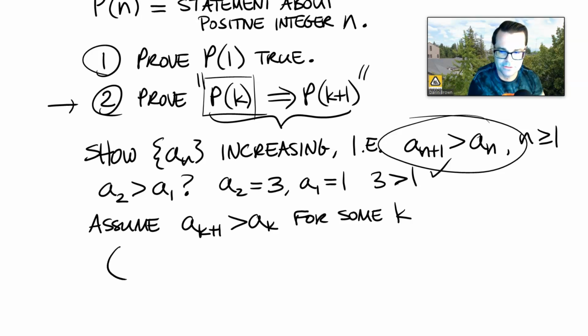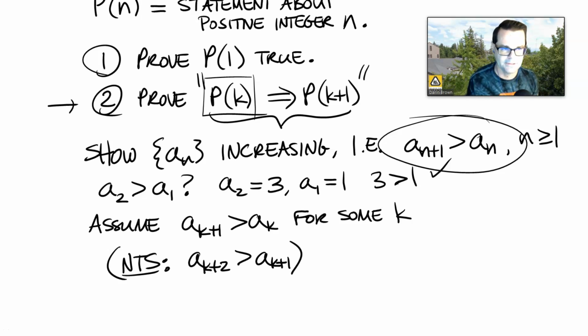Okay, let's just remind ourselves what we need to show. NTS is my abbreviation for need to show. We need to show that this is true for k plus 1, which would mean a sub k plus 1 plus 1, so a sub k plus 2, is bigger than a sub k plus 1. This seems a little tricky, but what this is saying is if one term is bigger than its previous term, then we need to show that the term after that is bigger than it. So what we have to do is play around with the inequalities.